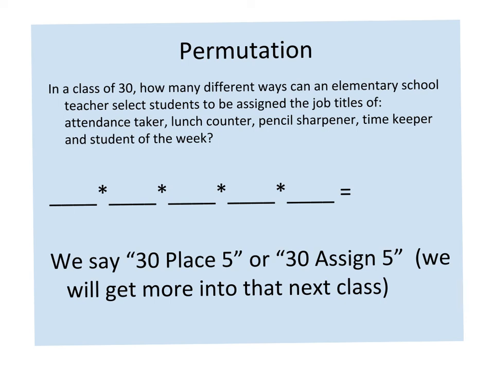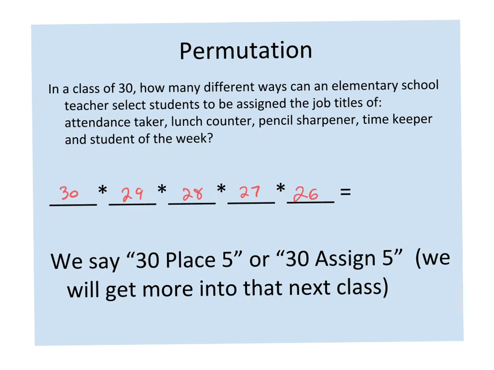So here's an example of one that would be a permutation. In a class of 30, how many different ways can an elementary school teacher select students to be assigned to the job titles of attendance taker, lunch counter, pencil sharpener, timekeeper, and student of the week? Since each of these are different things, that means we would have 30 people here, then we'd have 29 to choose from, 28 to choose from, 27 to choose from, and then 26.